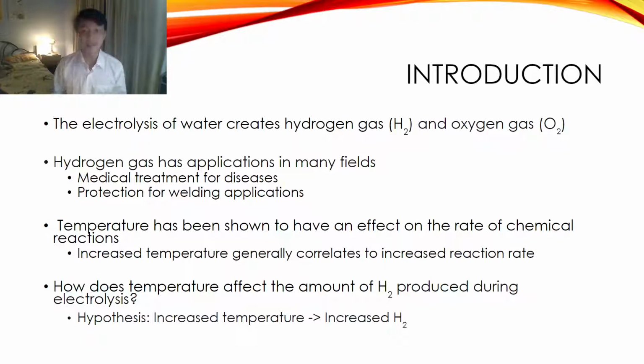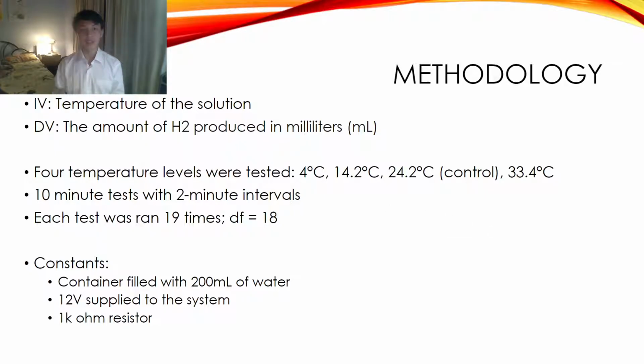Temperature has been shown to have an effect on the rate of chemical reactions, therefore, I hypothesize that an increased temperature will increase the amount of hydrogen produced by electrolysis. The independent variable for this experiment was the temperature of the solution, while the dependent variable was the amount of hydrogen gas that was produced in milliliters.